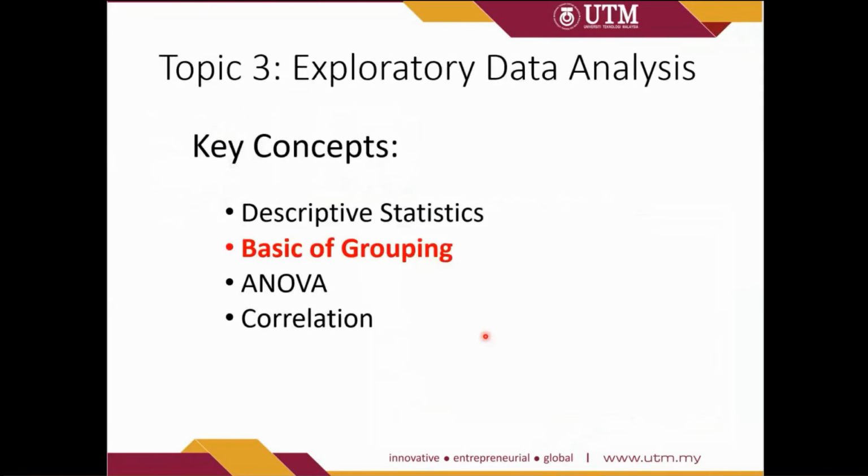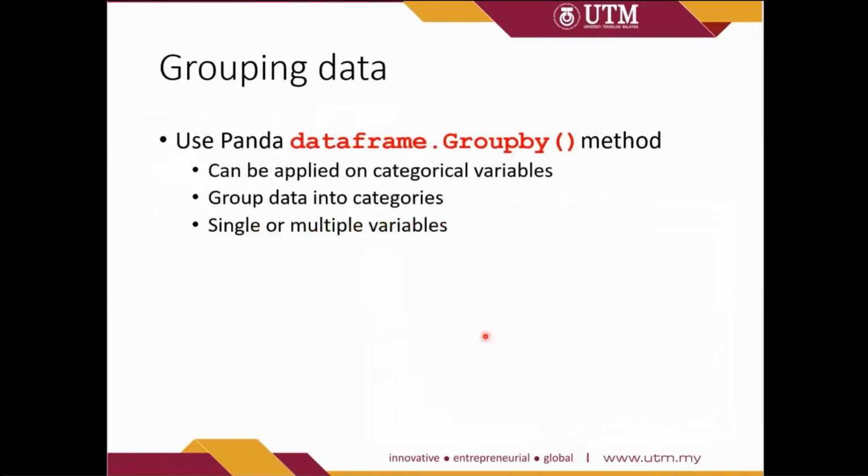Now, let's look at the basics of grouping. So how can we use grouping in Python? We use pandas. This can be done using the group by method. The group by method is used on categorical variables. It groups the data into subsets according to the different categories of that variable. So you can group by a single variable or by multiple variables by passing in the variable names.